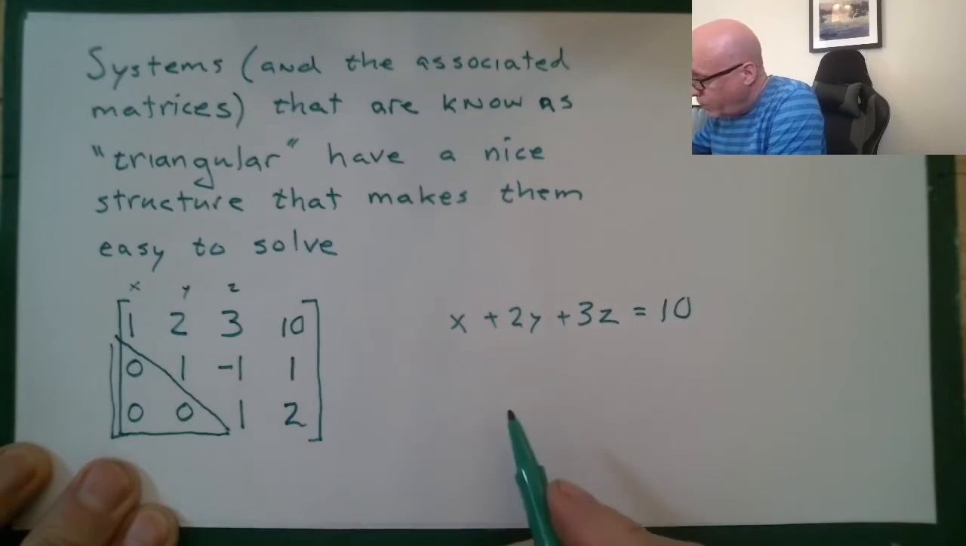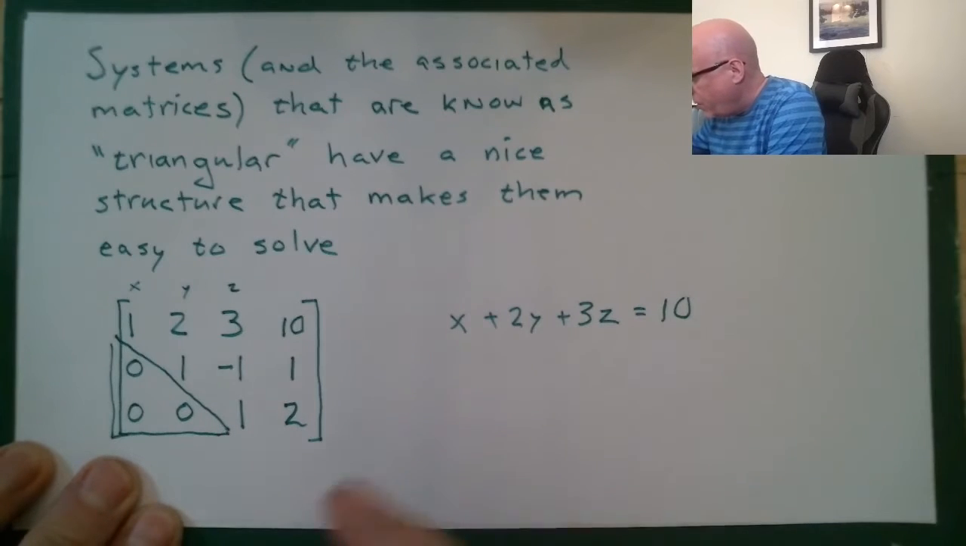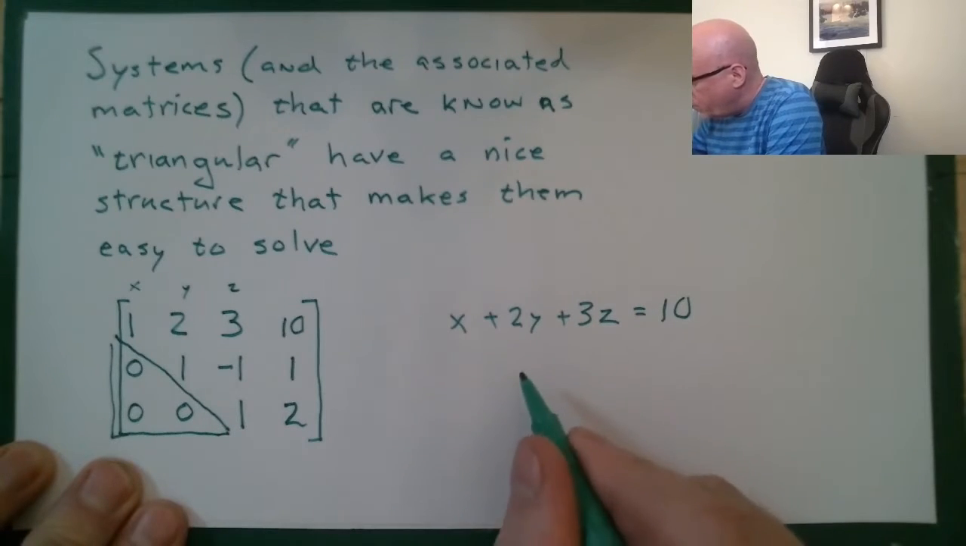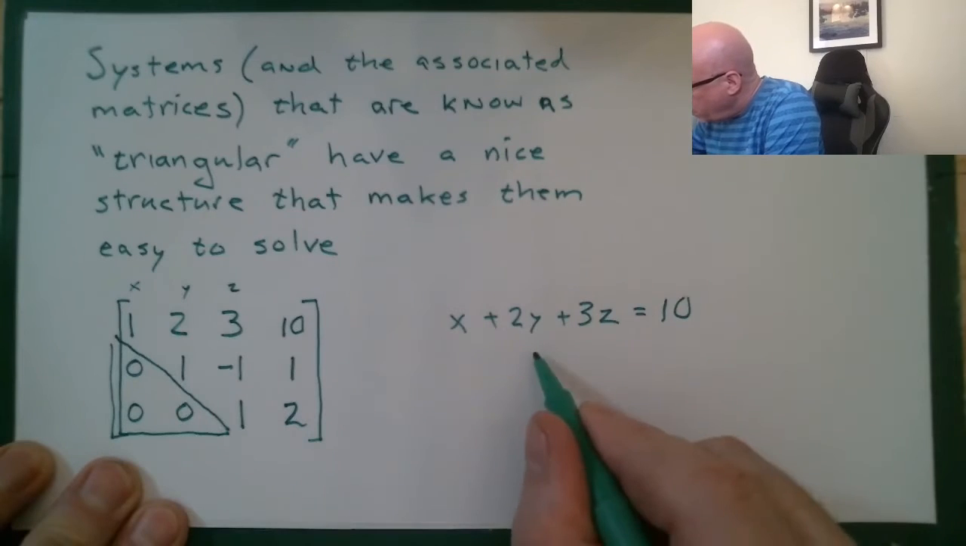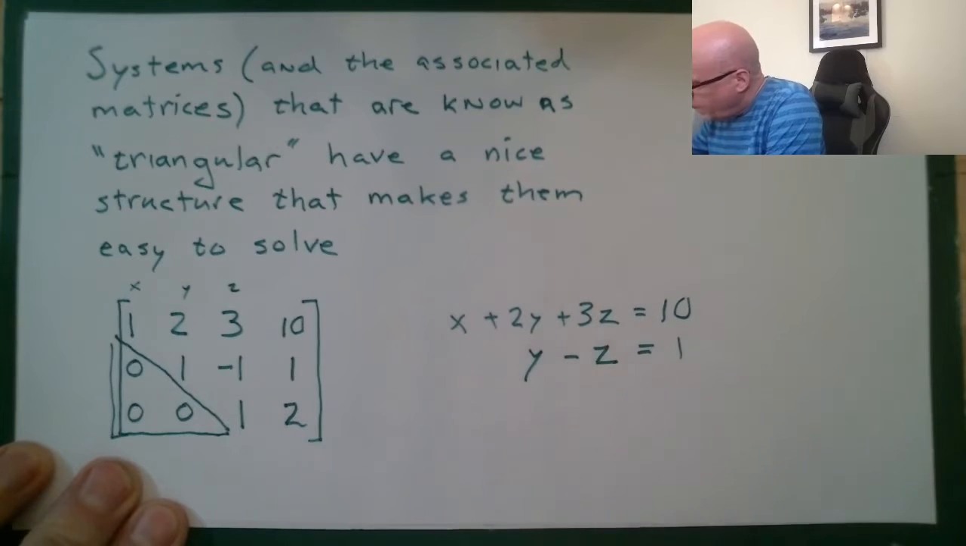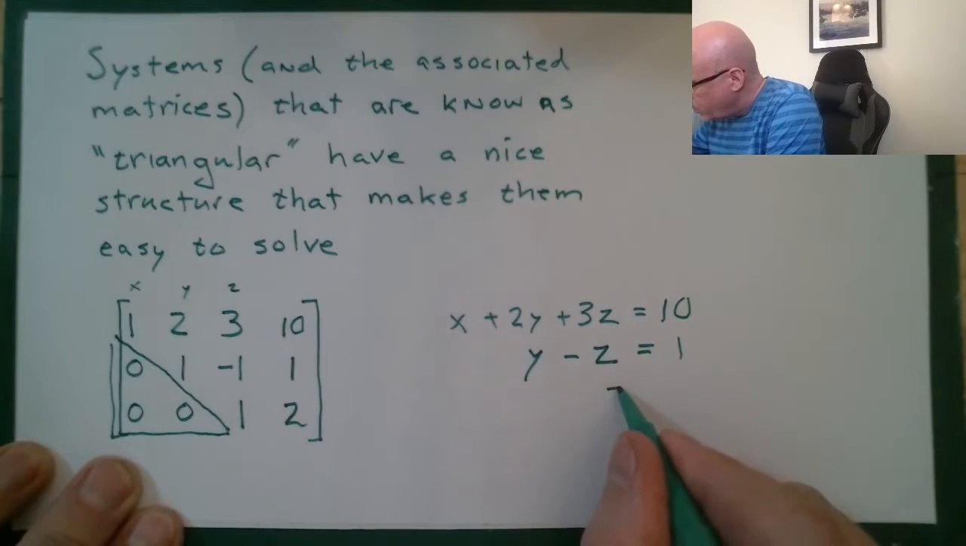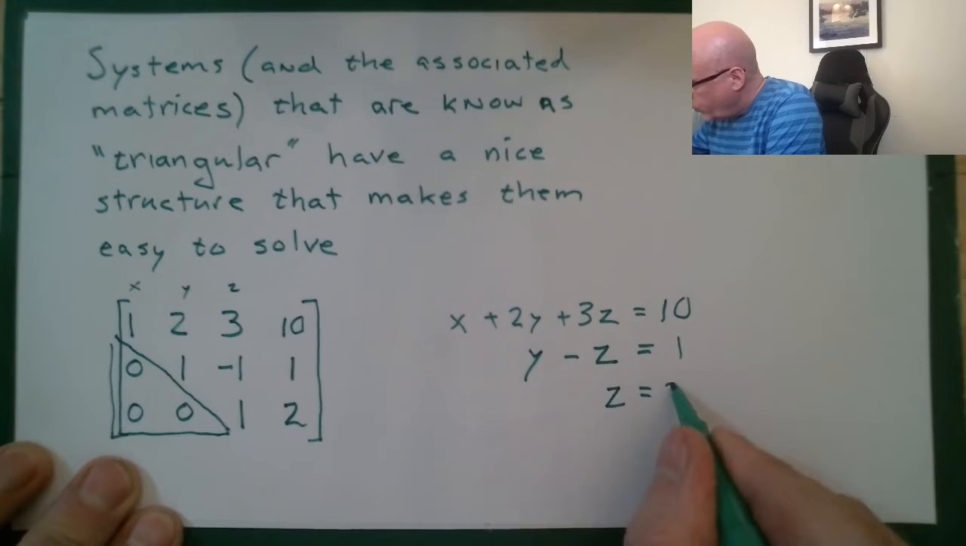The middle row doesn't have an x in it. It's kind of the point of the zeros, that some of the variables are missing from successive rows. Let's see, it would say y minus z equals 1. And the bottom row, x and y are both multiplied by 0, so they disappear. The last row really just is z equals 2.